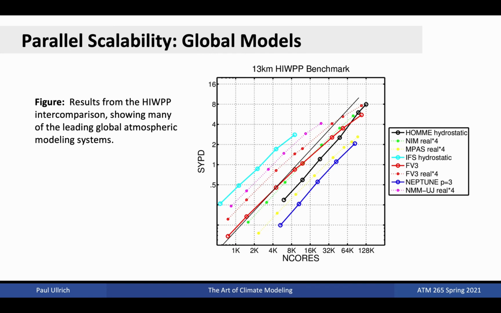In fact, because of investments made in the software engineering of these models, it's not uncommon nowadays for atmospheric modeling systems to boast similar scalability. Here we see results from the global 13-kilometer HighResMIP benchmark, which was used to select the model for the newest version of NOAA's global forecasting system. In general, all the models show excellent parallel scalability, even at large core counts.